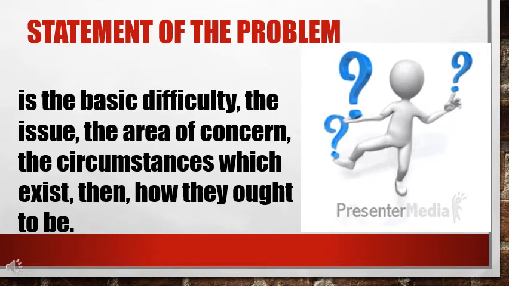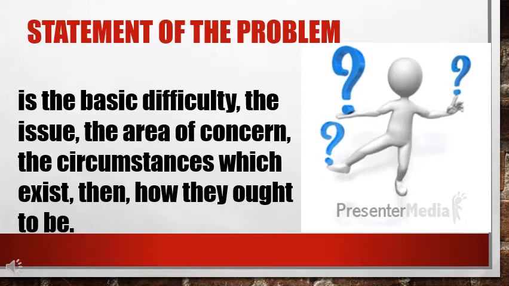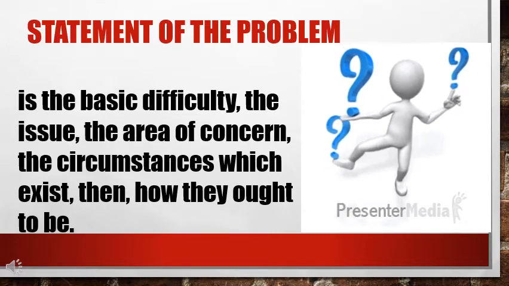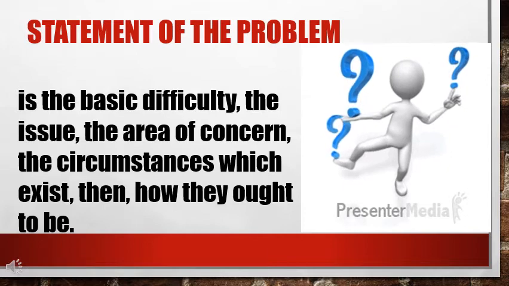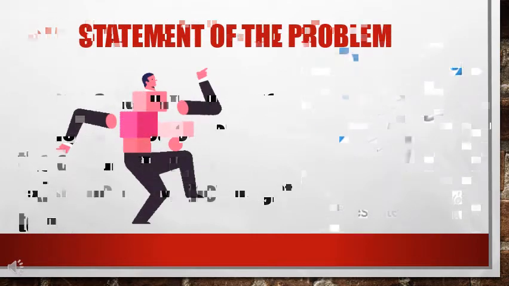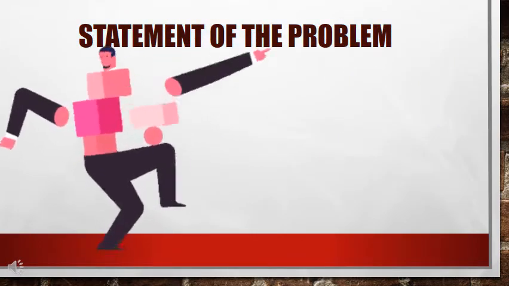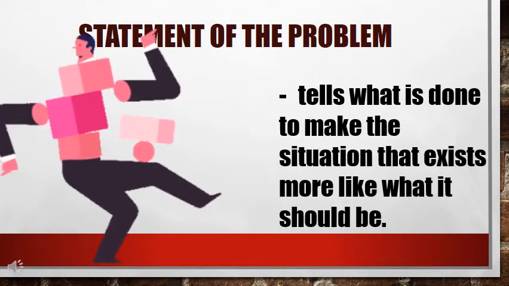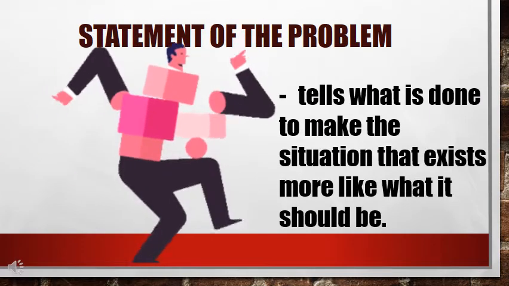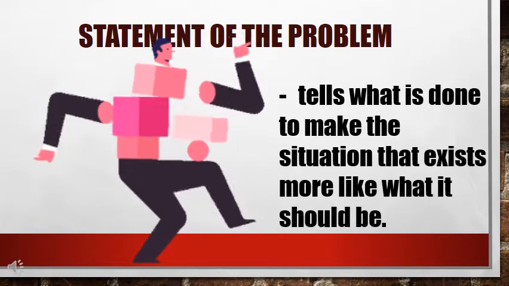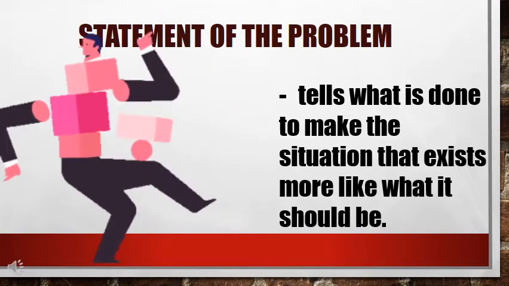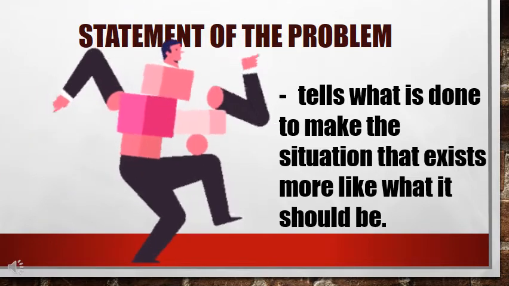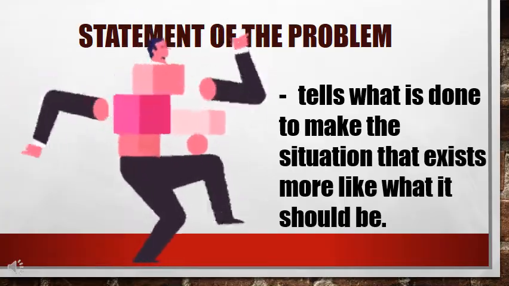Statement of the problem is the basic difficulty, the issue, the area of concern, the circumstances which exist, then, how they ought to be. The researcher should give the background which led to these circumstances that exist. Briefly describe the condition or a situation that exists which is perceived as something less than the ideal, or what it should be and how you see it to be. The statement of the problem exposes anything that is wrong with a situation or condition or circumstance which is being described.